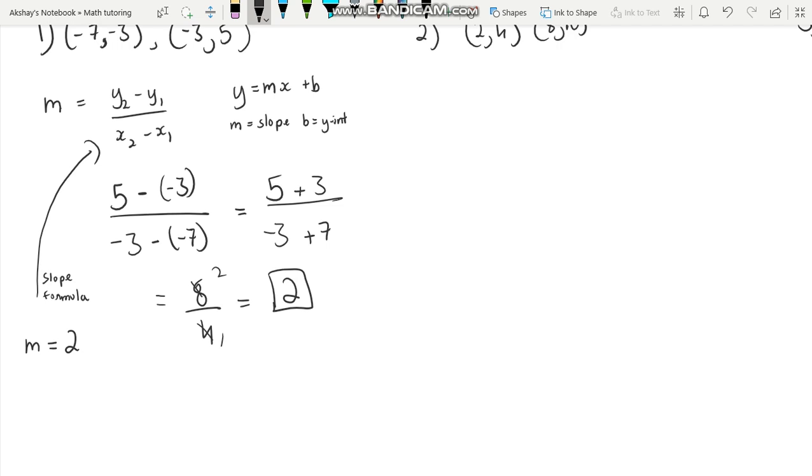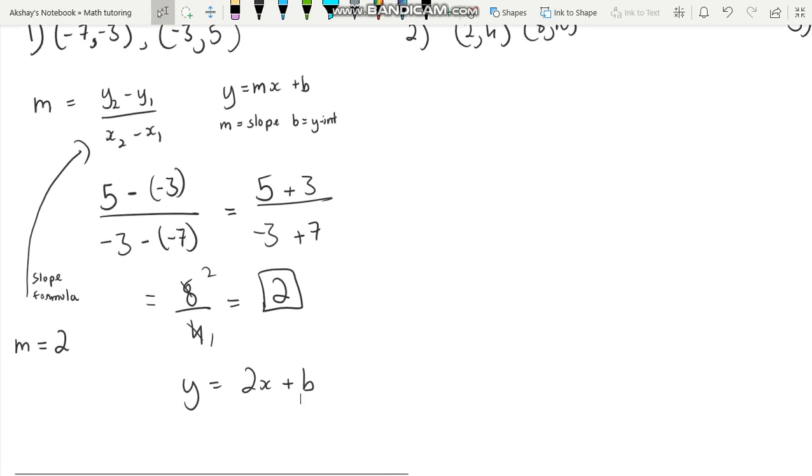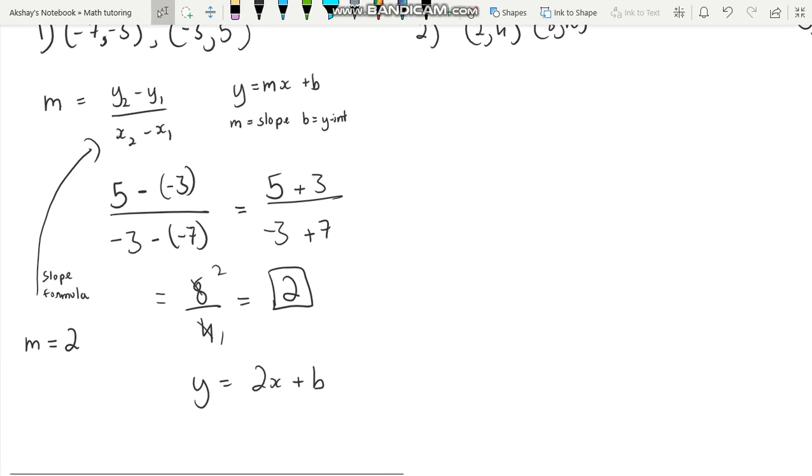Now we still have to find our y-intercept. To find our y-intercept, let me just put back whatever we found right now into our function. Now y equal to 2x plus b, I need to find my b value, or my y-intercept. To do so, I can take my point (-3, 5), for example, and I can plug the x value into my x variable and my y value into my y variable, and isolate my b. So x is equal to -3 and y is equal to 5.